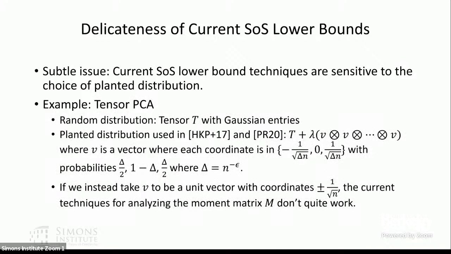So another example is tensor PCA. Right? So in the random distribution, we have a tensor T with Gaussian entries. So for the plant distribution using the current lower bounds, we take a vector v where most of the coordinates are actually 0. There's actually a somewhat sparse vector. If we instead took v to be a vector with coordinates plus or minus 1 over square root of n, then for an annoying technical reason, which I won't get into, the current techniques for analyzing the moment matrix don't quite work.